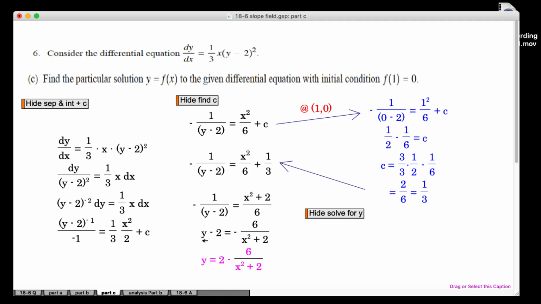If I differentiated this right here, if I took the derivative, I'd get back to here. And it is the particular solution that satisfies the point (1, 0).